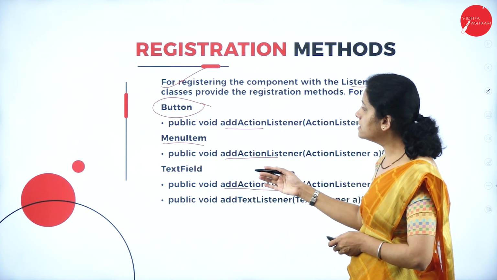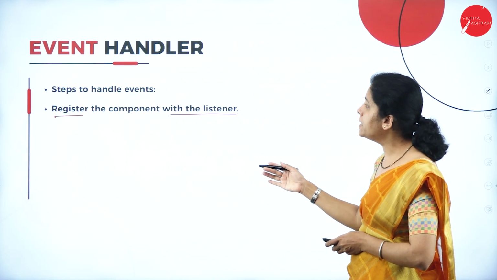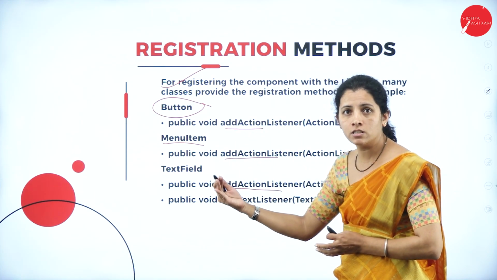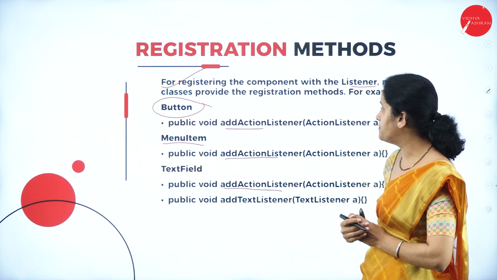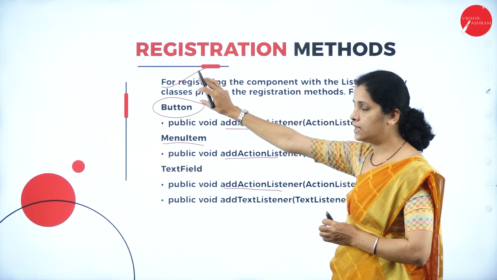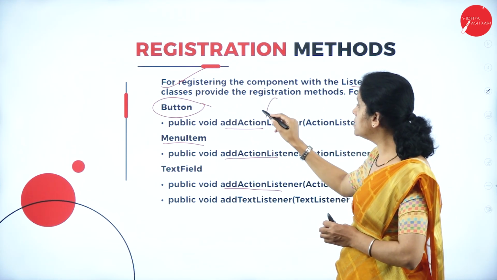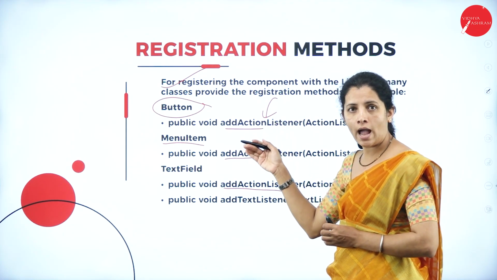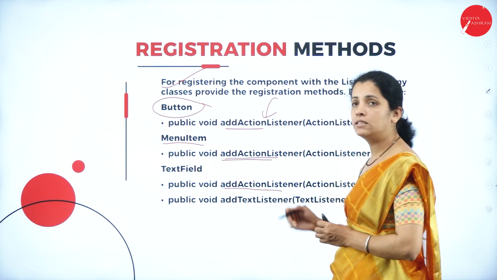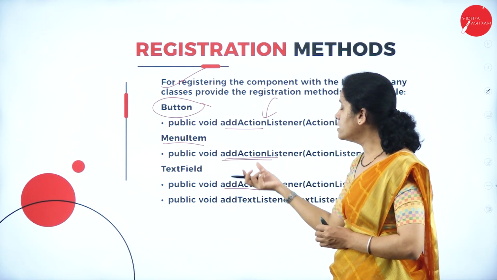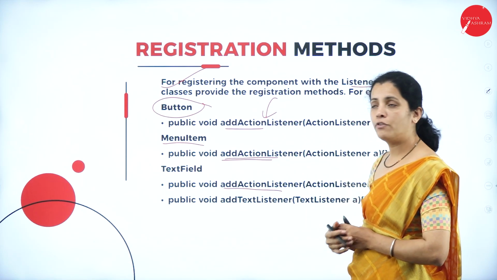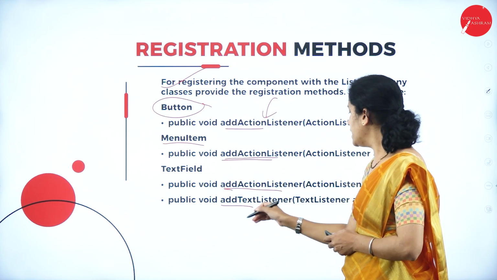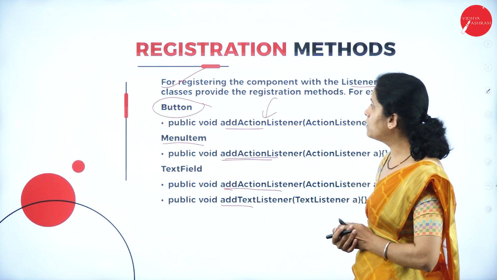These are some of the events as well as components I want to register to handle the events. If I want to use a button, what is the listener I want to use here? Add action listener. If I have the menu item, what is the listener I want to register? That is add action listener. For the text field, add action listener or add text listener.